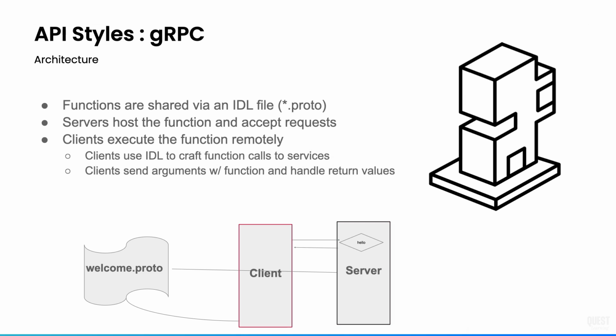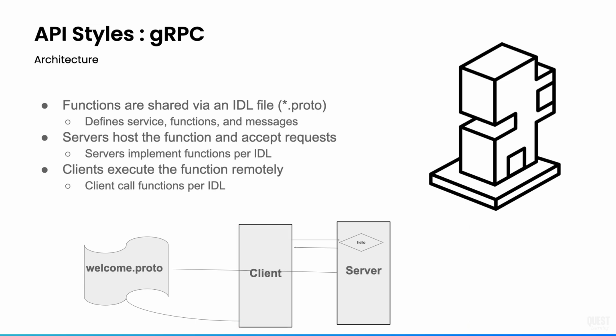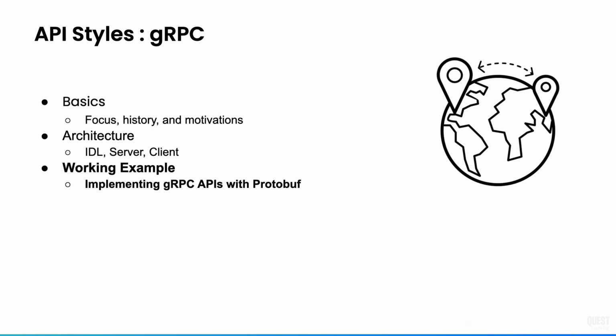Now, clients use the same IDL to craft their function calls to the service so that they know which service has which calls. Clients send arguments with the function, and they handle any return values. So there might be a welcome proto file that both the client and the server understand. So the proto file or the IDL defines the service, the functions, and the messages. The servers host implementations of those functions, and the clients call implementations of those functions.